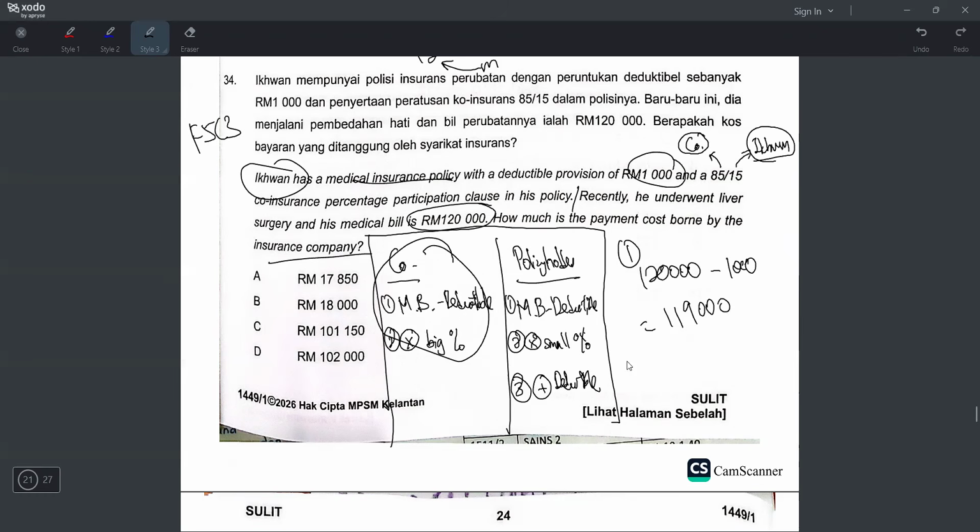But the next step is just to multiply with the big percent. Big percent is 85 percent. So you press this, you get 101,150. So the answer is C. Yeah, it's actually pretty easy if you remember this.